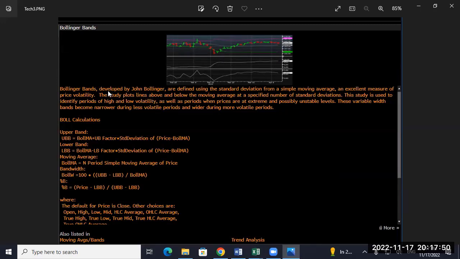This one's pretty straightforward, using the standard deviation of the moving average. That's really simple, right? An excellent measure of price volatility. The study plots lines above and below the moving average at a specific number of standard deviations. This study is used to identify periods of high and low volatility, as well as periods when prices are extreme and at possibly unstable levels. To me, it's like a really good RSI indicator. It works really, really well. Let me show you one.